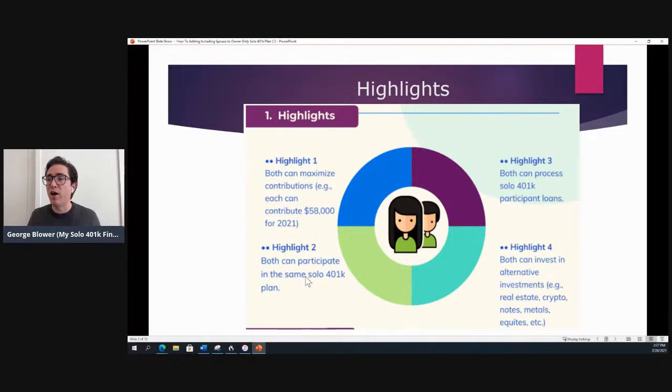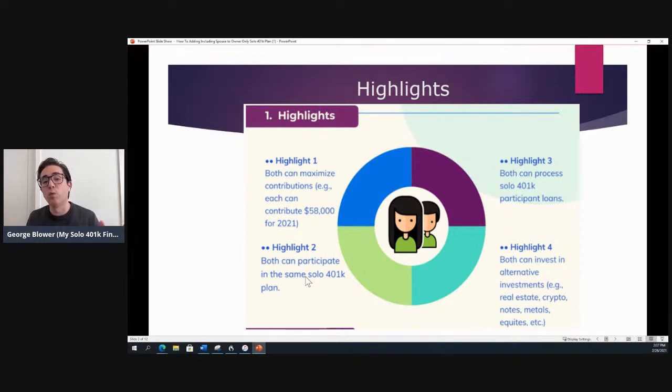The fourth thing that we're highlighting on this page is that both can invest in alternative investments. Another popular reason why clients set up accounts with us is because they want the ability to invest in an alternative investment, whether that's real estate, notes, cryptocurrency, precious metals, stocks, mutual funds, whatever the case may be. And so each person has the ability to control what they are going to invest in.